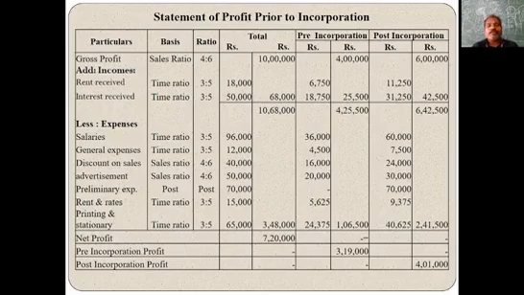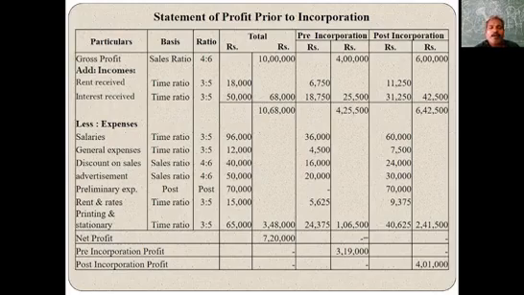At the top, as usual, gross profit, sales ratio. The sales ratio given in the problem is 4:6. The total gross profit is 10 lakhs. We allocate it in the ratio 4:6, 4 lakhs and 6 lakhs, to pre-incorporation and post-incorporation respectively. Then add incomes. Rent received is generally taken on time ratio. The time ratio given is 3:5. The total amount is 18,000, allocated on 3:5: 6,750 and 11,250.